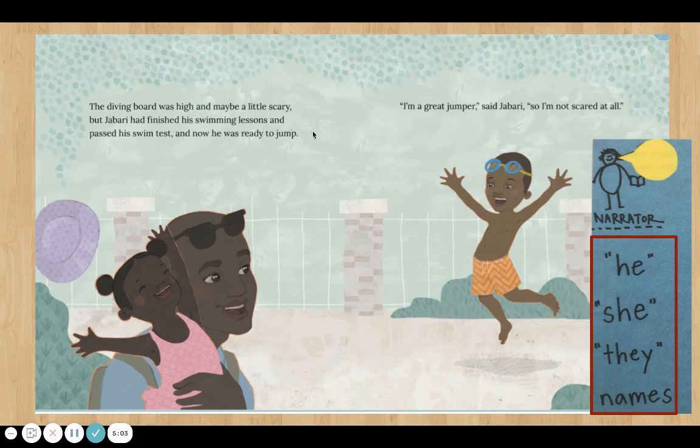The diving board was high and maybe a little scary, but Jabari had finished his swimming lessons and passed his swim test, and now he was ready to jump. I'm a great jumper, said Jabari, so I'm not scared at all.